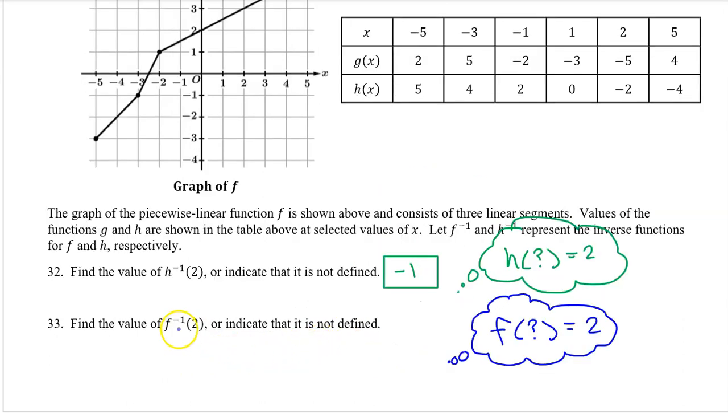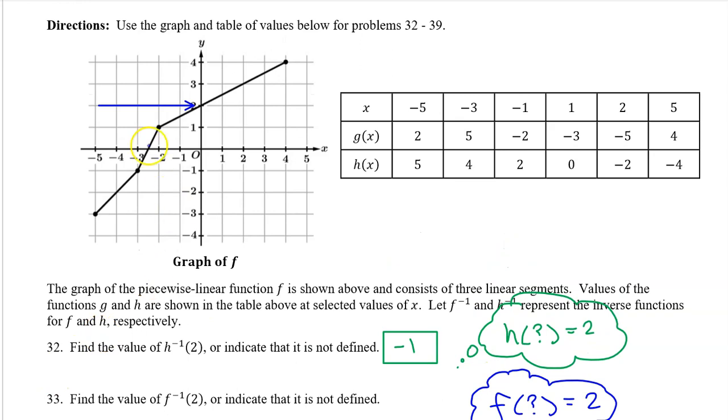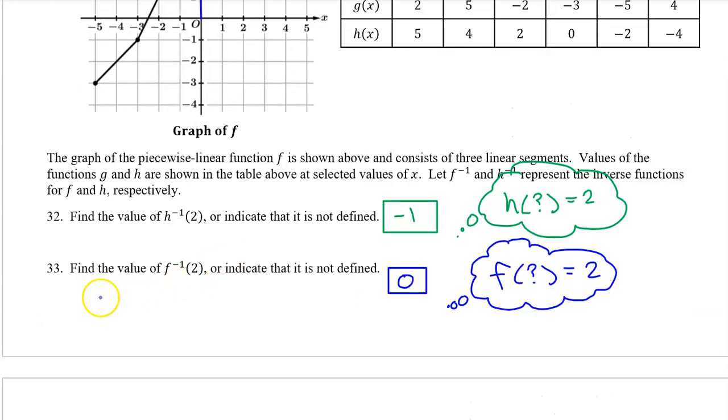Similarly, to evaluate f inverse at 2, ask yourself f at what is equal to 2. Here's the output value of 2. We can see that f at 0 is equal to 2. So that's the answer.